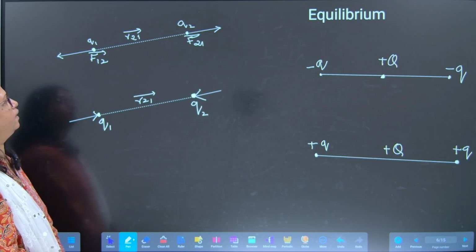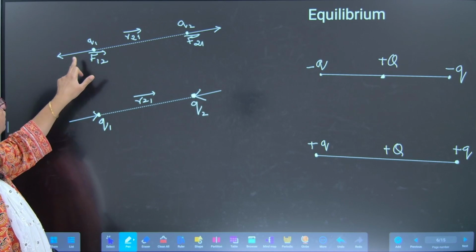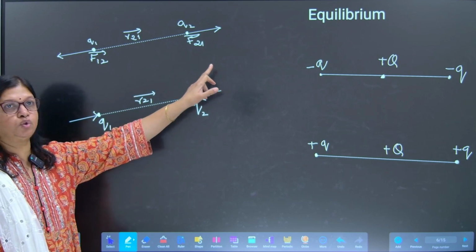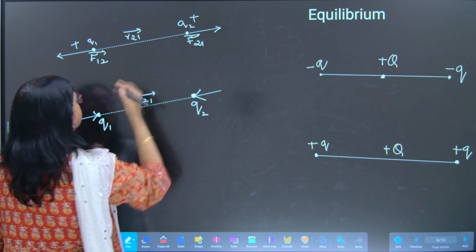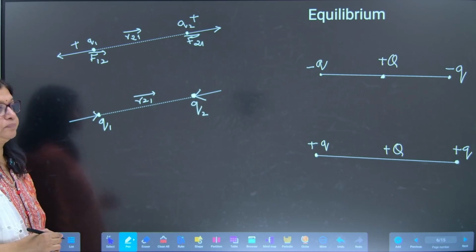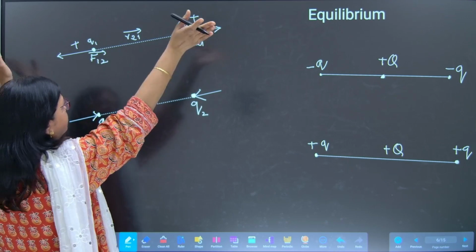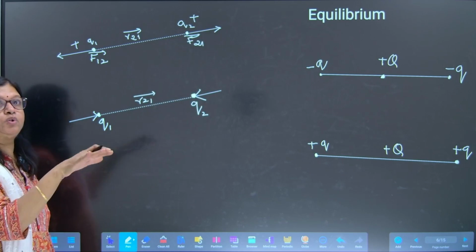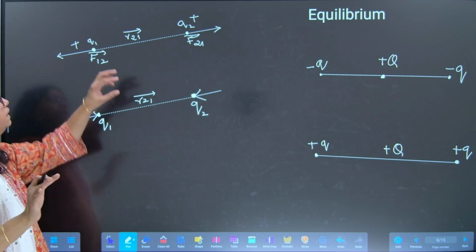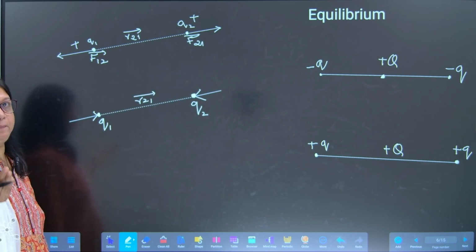Now, as you can see, there is a diagram which I have placed for Q1 and Q2. Both are positive, so they repel each other. You can see both the arrows of F12 and F21 directed against each other. It means that they repel each other. Now, if I want to represent this type of repulsion mathematically, how do I represent it?